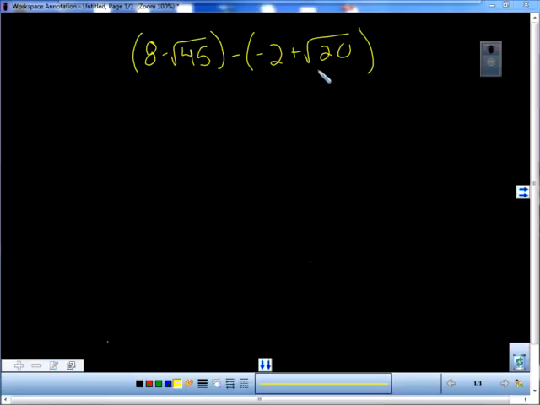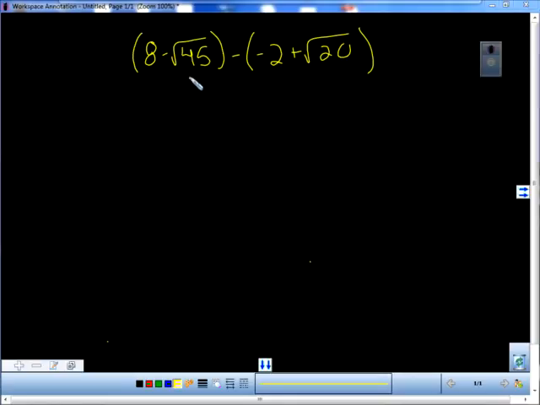You can only add or subtract square roots if they are exactly the same. Like you could subtract the square root of 6 and the square root of 6. You cannot subtract the square root of 45 and the square root of 20 because they're different. They're like having an x and a y. There's no way to combine them. So we're going to simplify them first, and hopefully they're the same. If they're not, we don't combine them. If they are, then we can combine them.